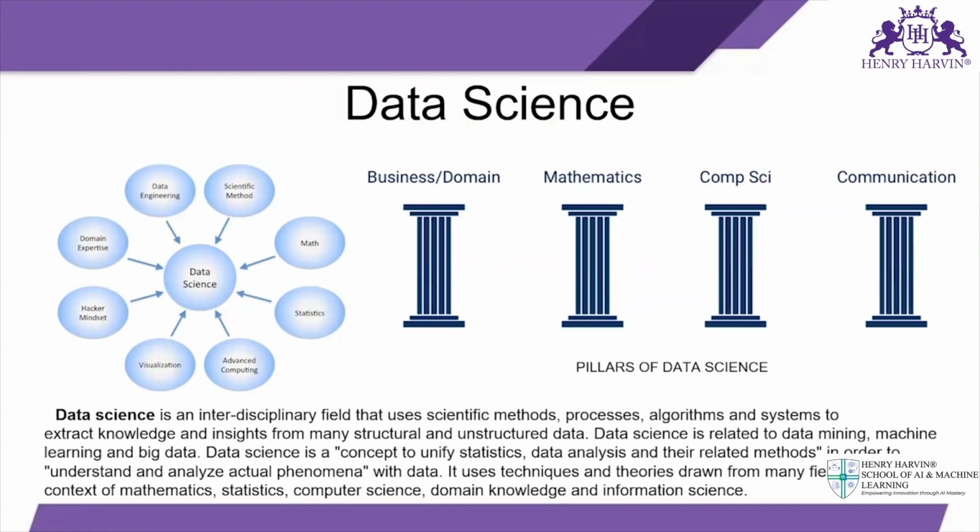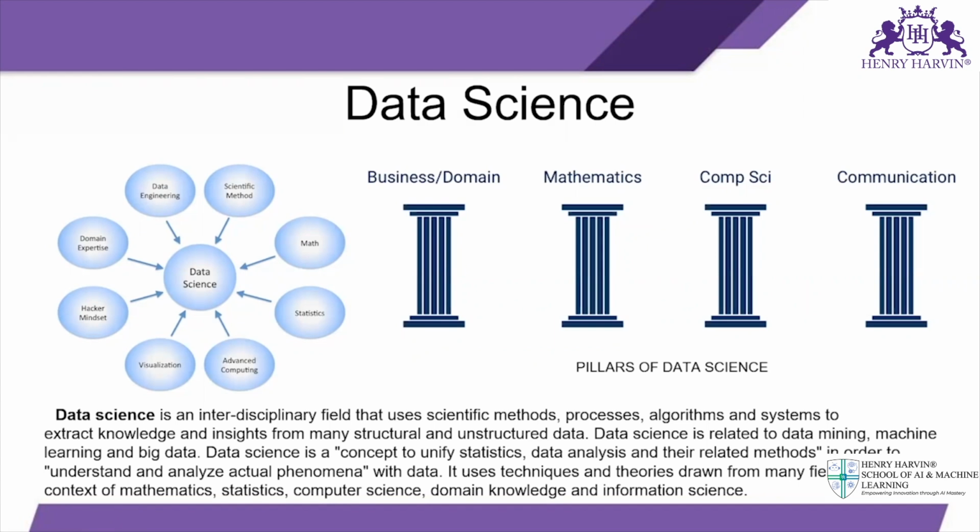As you see in the left diagram, there are domains like data engineering, scientific method, math, statistics, advanced computing, visualization, hacker mindset, and domain expertise. By combining all these fields and domains, we get our full package of data science. If an employee gets to know all these 8 domains, then we can say that employee is perfect for a data science job. And thereby, if you want to come into the field of data science, you have to know about these domains.